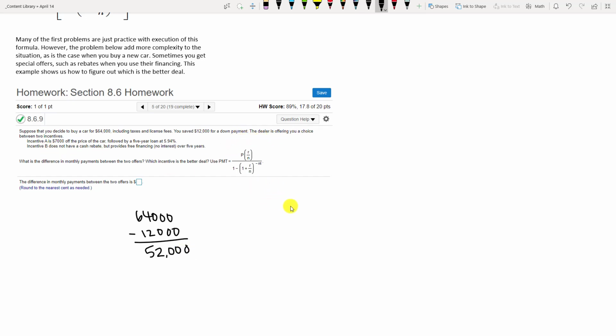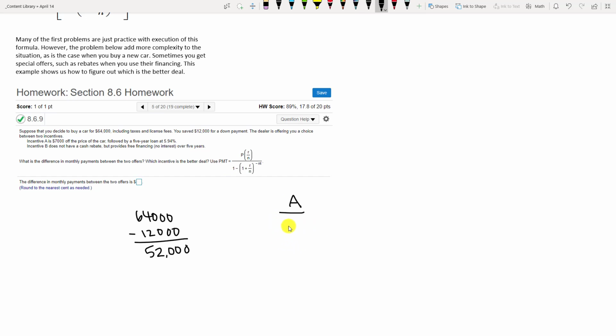With incentive A, they'll give you $7,000 off the price of the car, and you take a 5-year loan with them at 5.94%. This is very common with car dealerships. Incentive B does not have a cash rebate, but it will give you interest-free financing for 5 years, and you want to find out which one is the better deal.